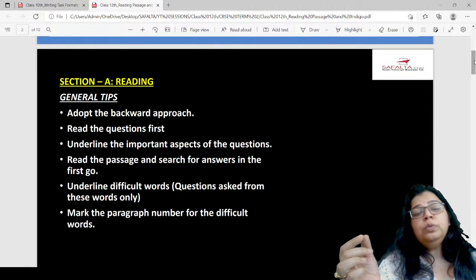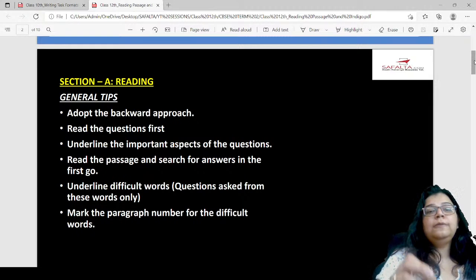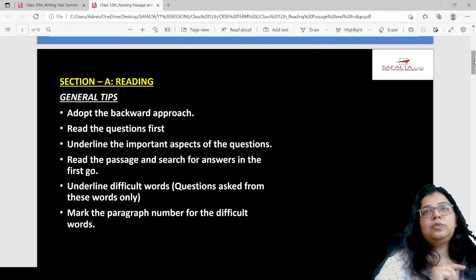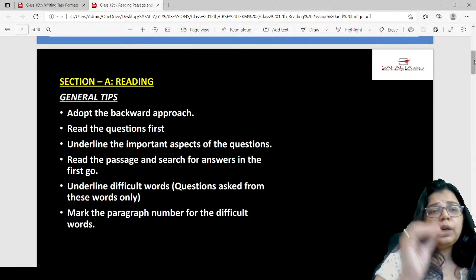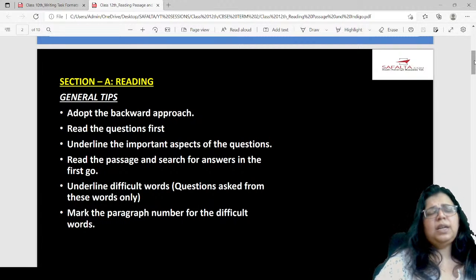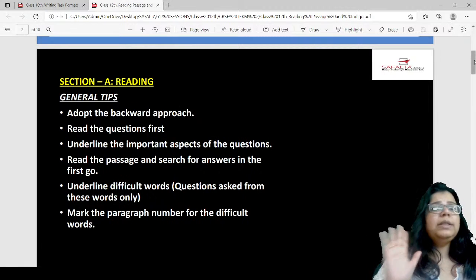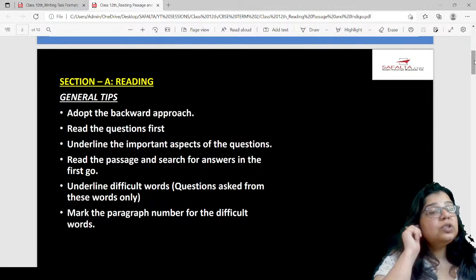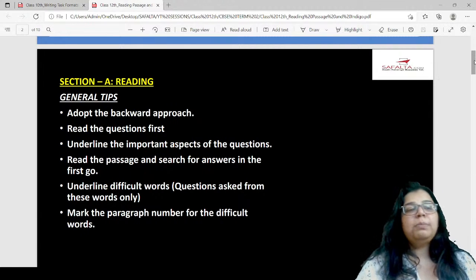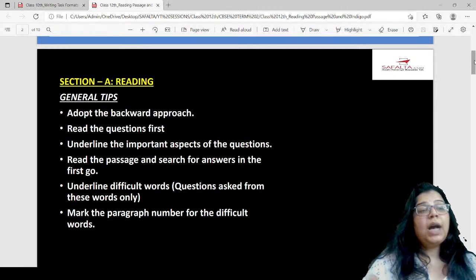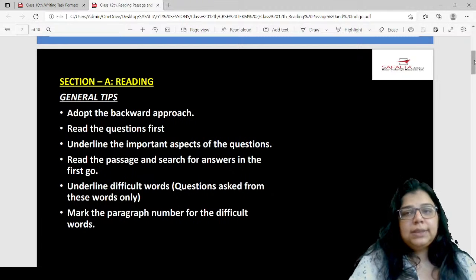So what do you have to do? You are reading the passage with a sole objective: to get the answers from there. You're not doing it to understand it first and then answer. You're just reading it to get your answers from there. Simple and straightforward. That's your only objective, to get your answers right from the passage. So read the questions first. If you don't remember the question, underline what is being asked, go back to the passage, and then search for your answers from there.